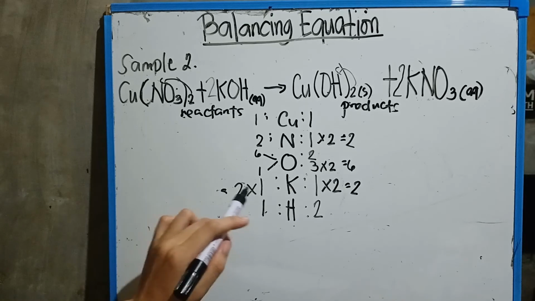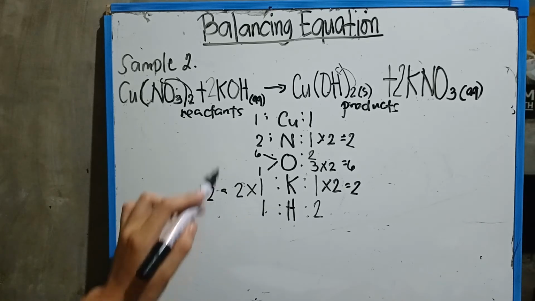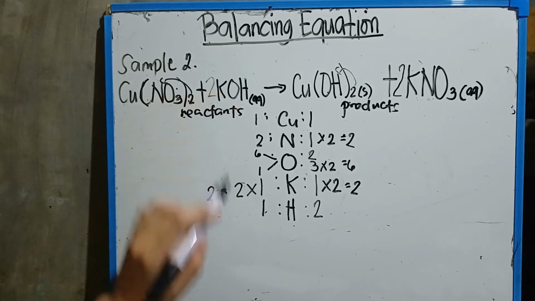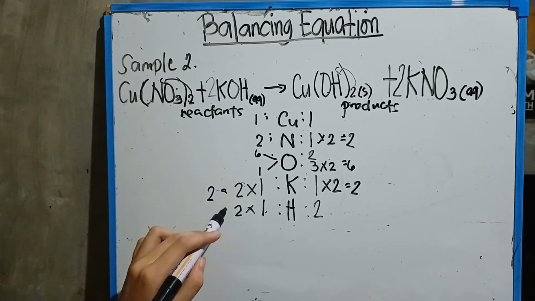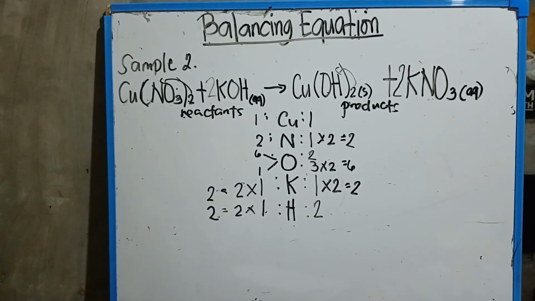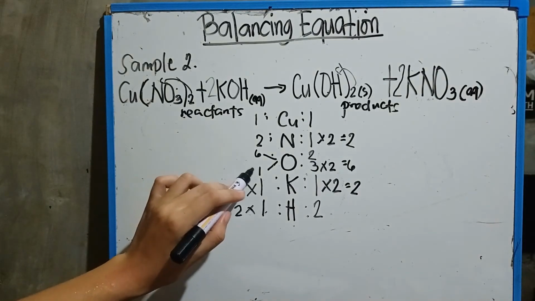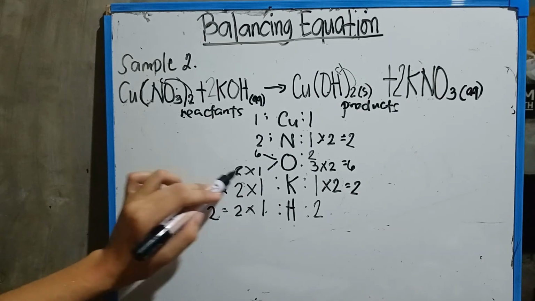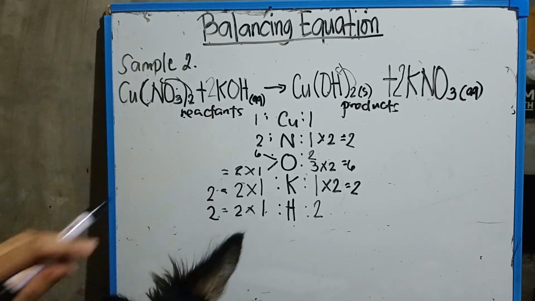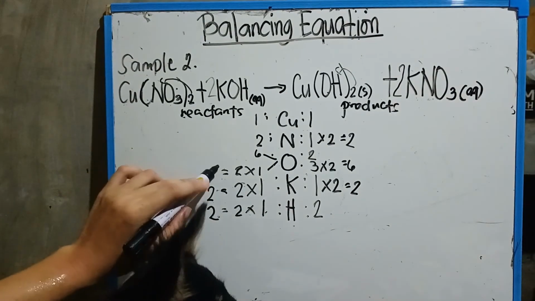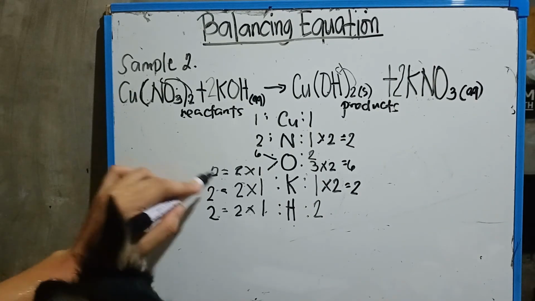So, 1 times 2 is 2. Our hydrogen, so, times 2 also. Then, also our oxygen. So, times 2 still. So, here, 1 times 2 is equal also to 2.